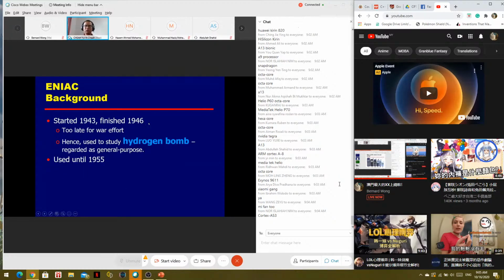So it took 3 years to build the machine. Okay, but it was actually too late to be useful in the war. So it was used to do calculations for the hydrogen bomb in 1952, I think. So it is considered general purpose because it can be used for different purposes, different kinds of calculation. Okay.